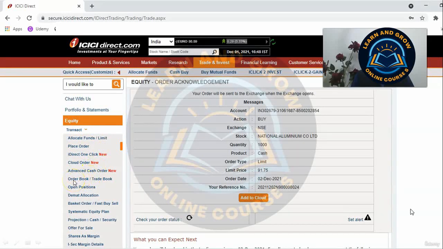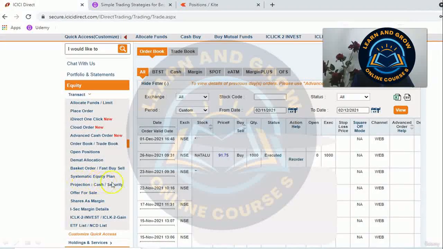Alright, now what happens after some time, I will see here in the order book. I go to the order book and I see there National Aluminium, I have placed the order for 1000. The order has got executed. Other things I have just concealed, nothing confidential, but I don't want you to get diverted or disturbed. So I have just kept this as open. This National Aluminium at 91.75, 1000 shares have been purchased. The order has been executed.